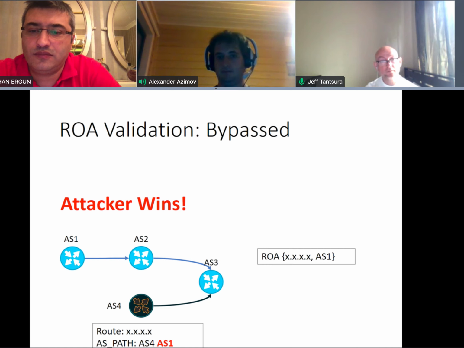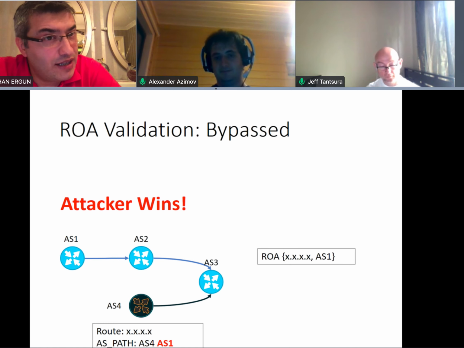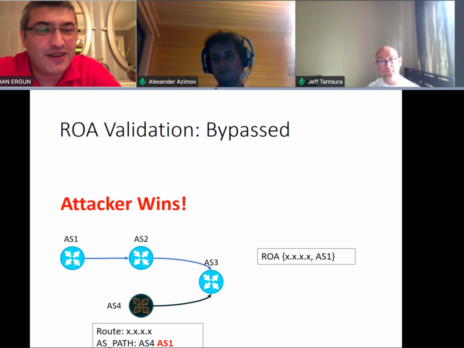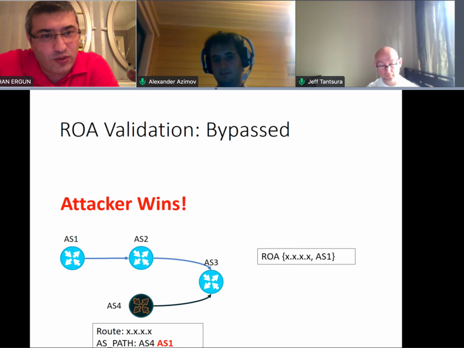And his succeeds and redirects traffic from the victim. So basically, guys, AS3 was doing the validation, and AS1 is creating its ROAs for the prefix. What's happening here, AS4, which is the attacker, is advertising the prefixes of AS1 with the autonomous system of his own, but it's also saying that I am connecting to AS1.